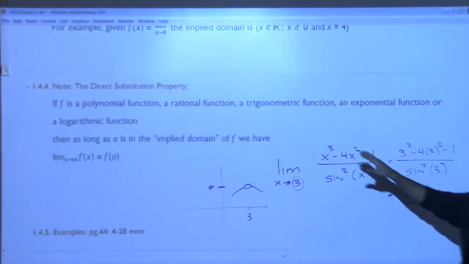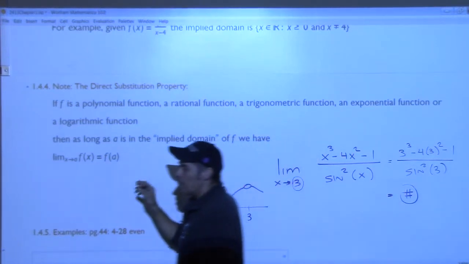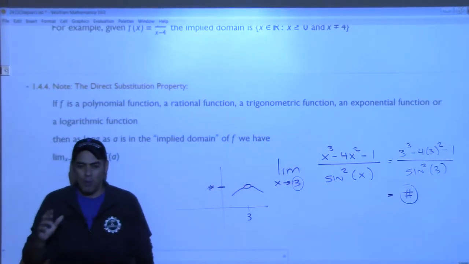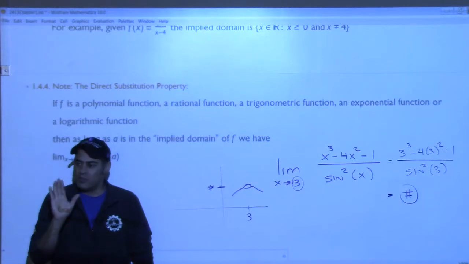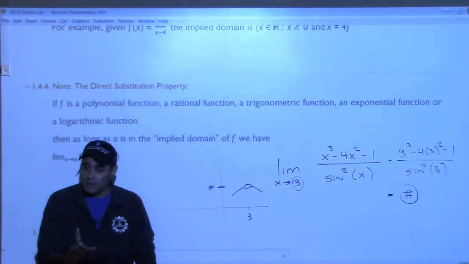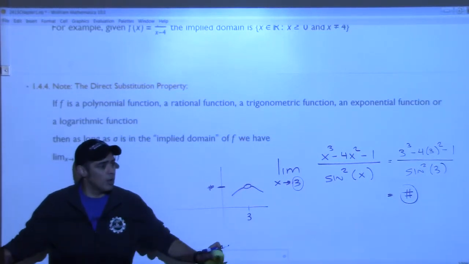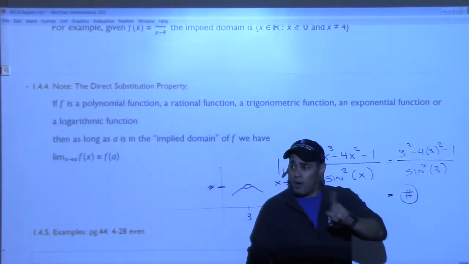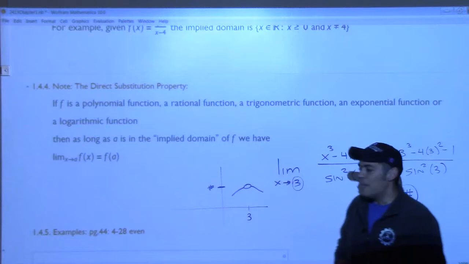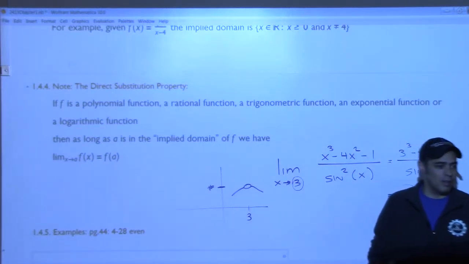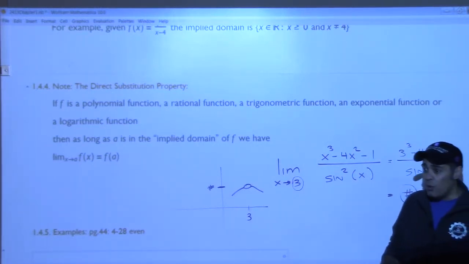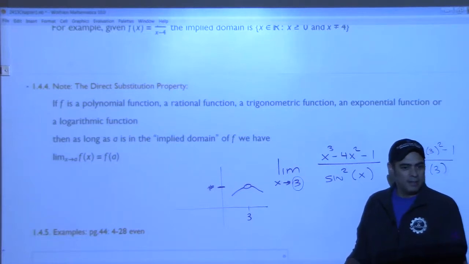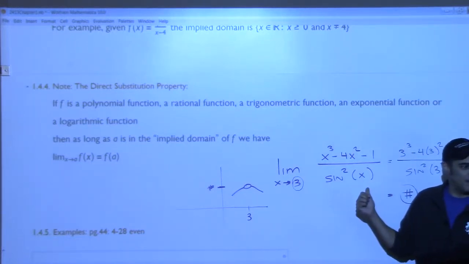Now this property is super important because, I guess the moral of the story is, if there's not a problem with the domain, then you don't have to do any work other than plugging the number in. If there's not a problem with the domain. So as you might imagine, the problems we're going to look at today are going to have problems with the domain. Because this would not be worth us spending time on, right?